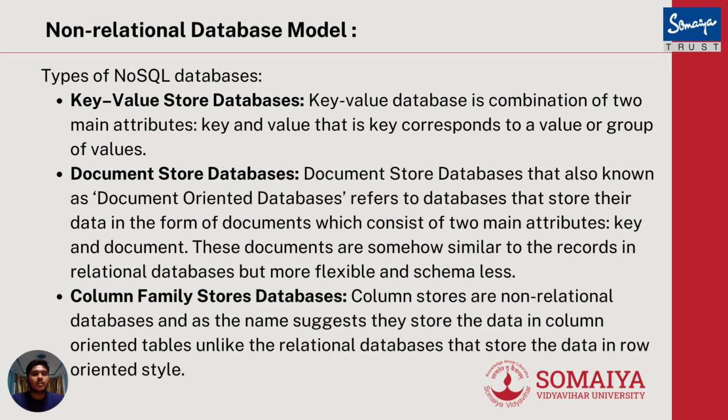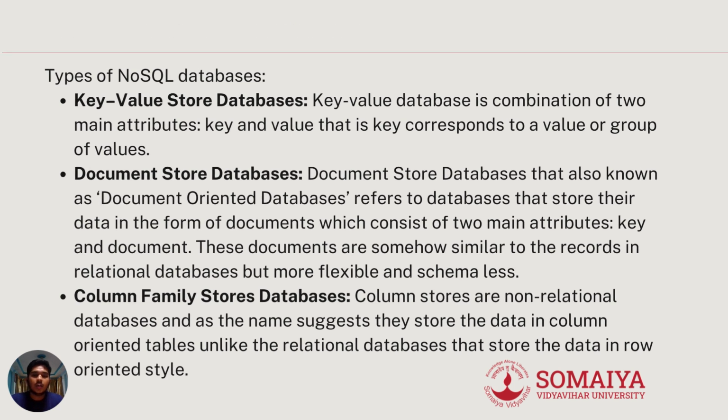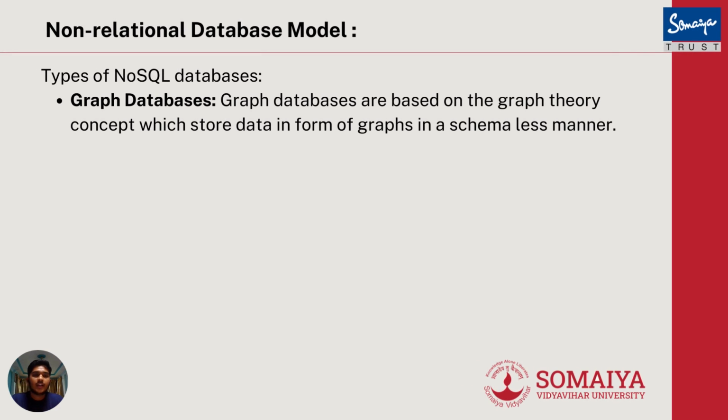So there are types of NoSQL databases. Some of the major ones which are used are mentioned below. The key value store database, the combination of two main attributes, key and value. Document store databases. These are document-oriented databases that store data in form of documents. Column family store databases and graph databases are the final ones.